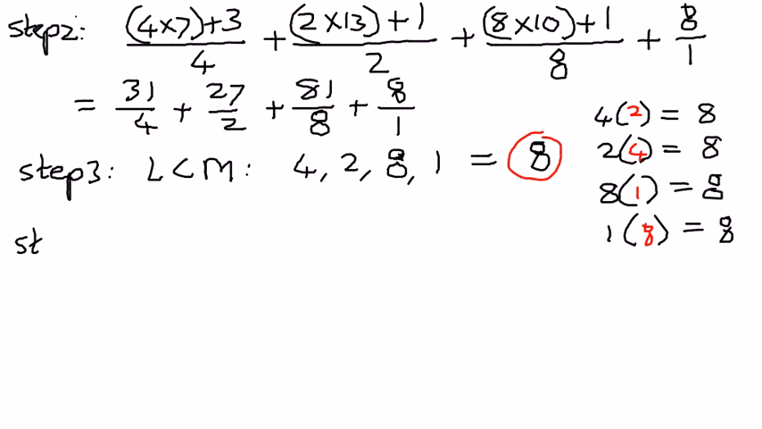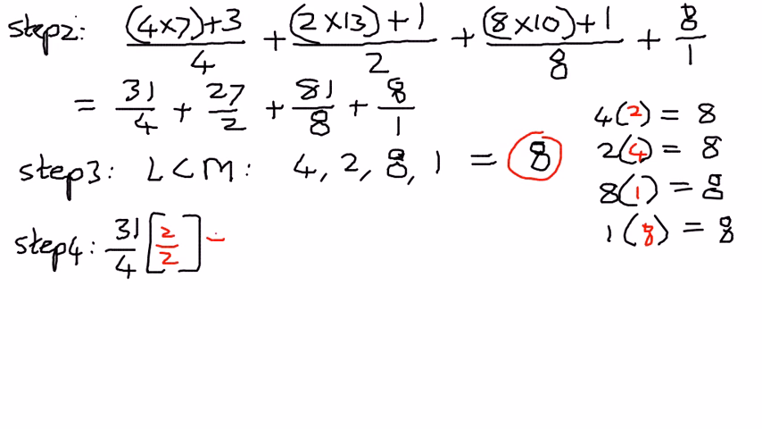Therefore in step number 4, I'm going to write these as follows. The first improper fraction I have is 31 over 4. I'm going to multiply and divide this fraction by 2 to make it a common denominator of 8.